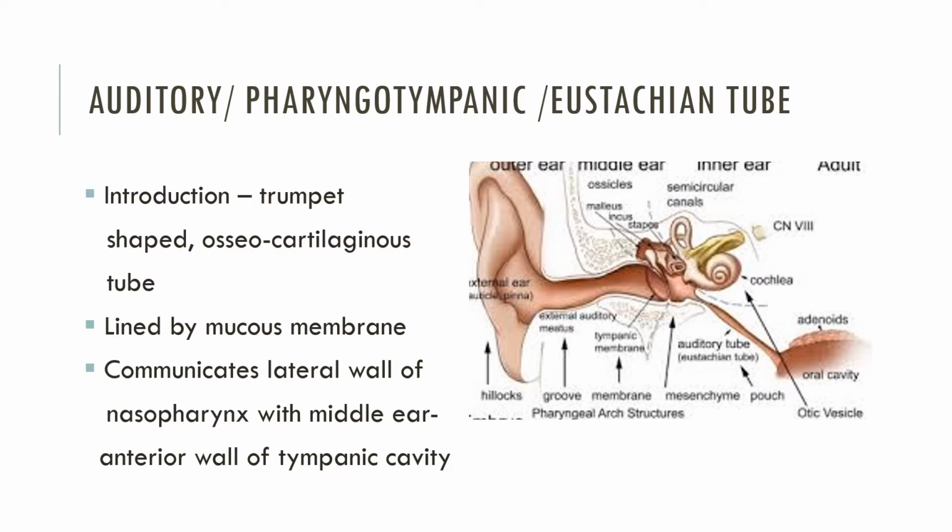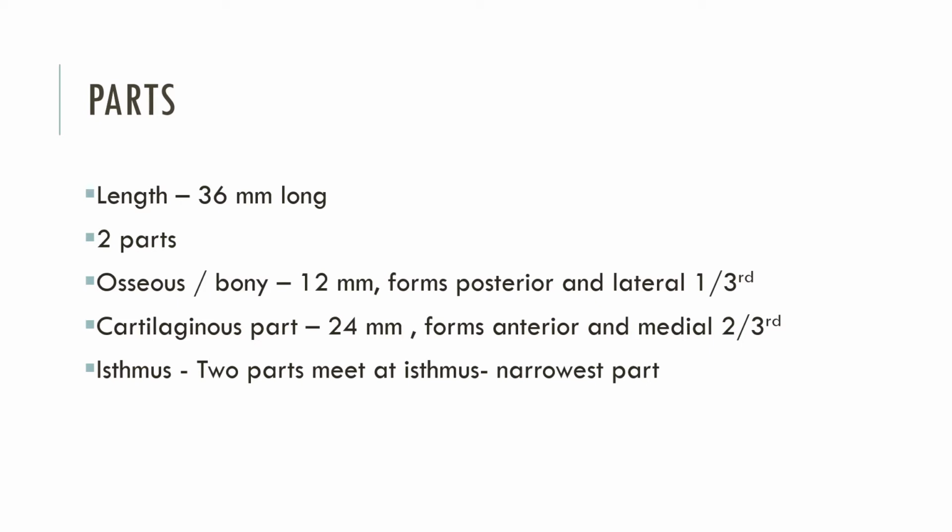So in the lateral wall of nasopharynx, we have seen the opening of the auditory tube, which is behind the inferior nasal concha, and on the other side, this communication is in the middle ear in the anterior wall. It is 36 millimeter long and is divided into two parts. The osseous or the bony is 12 millimeters and it forms the posterior and lateral one third, whereas the cartilaginous part is 24 millimeters and forms the anterior and the medial two thirds of the auditory tube.